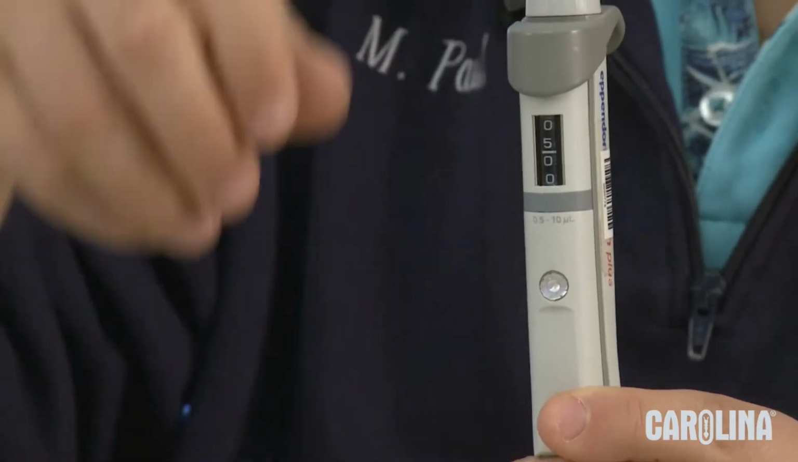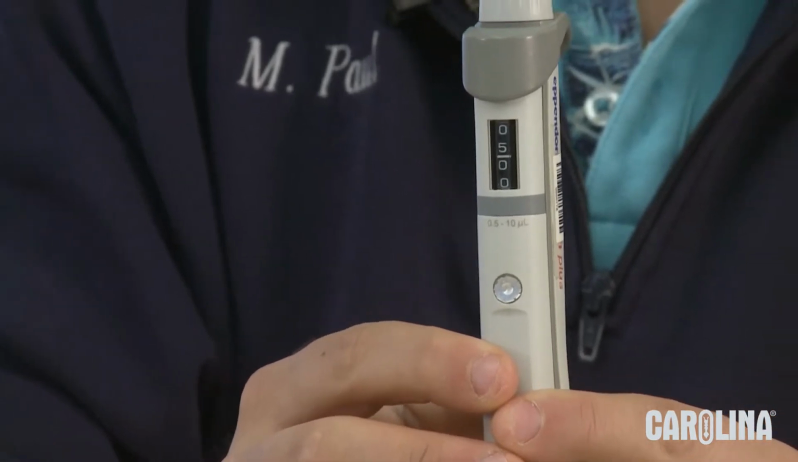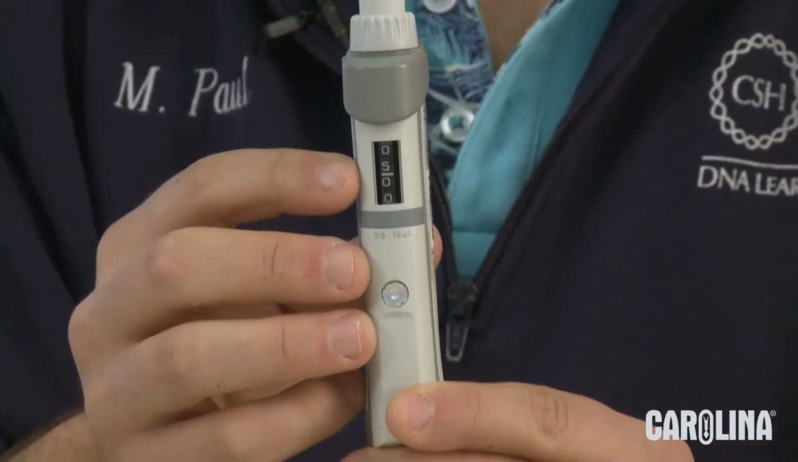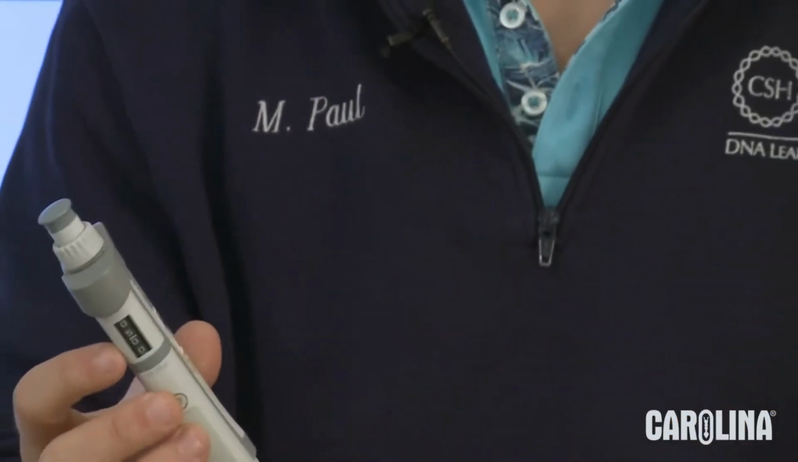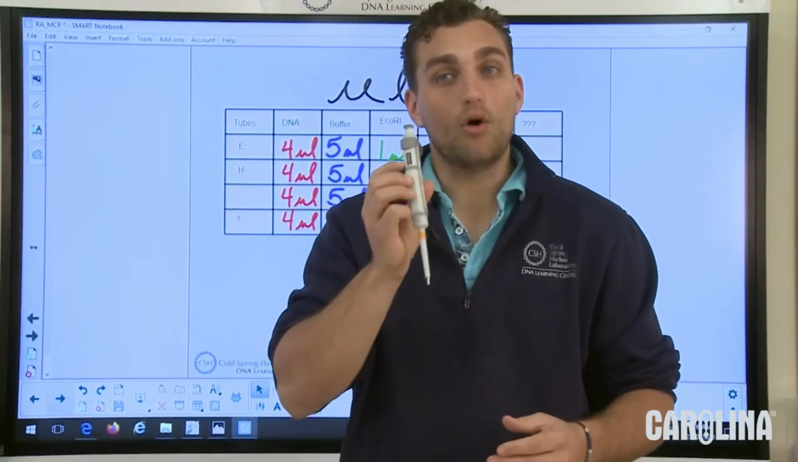Oops, went a little too far. It's set to 05 line 00. Now this is set to 5. You'll notice that line right there, that is the decimal point. So this is set to 5 microliters. Now, I'm almost ready to go.